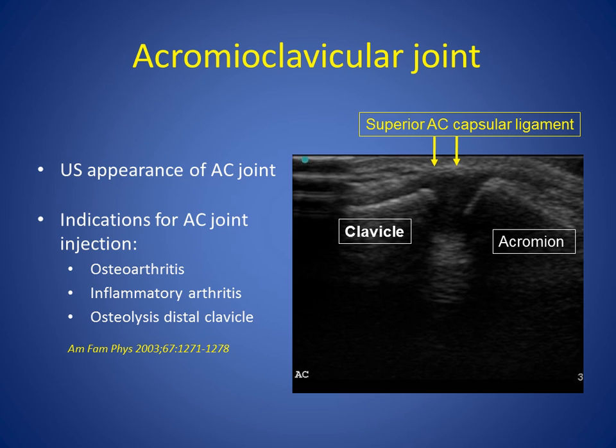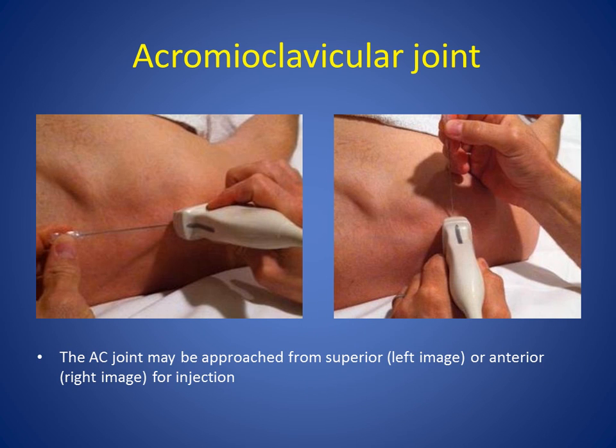Corresponding ultrasound image. In this case, there is fluid within the joint. The superior capsular ligament has been lifted off a little bit. The AC joint is very easy to find by ultrasound. Indications to inject it are similar to what we talked about before for the glenohumeral joint. Osteoarthritis or inflammatory arthritis are the typical, most common indications.